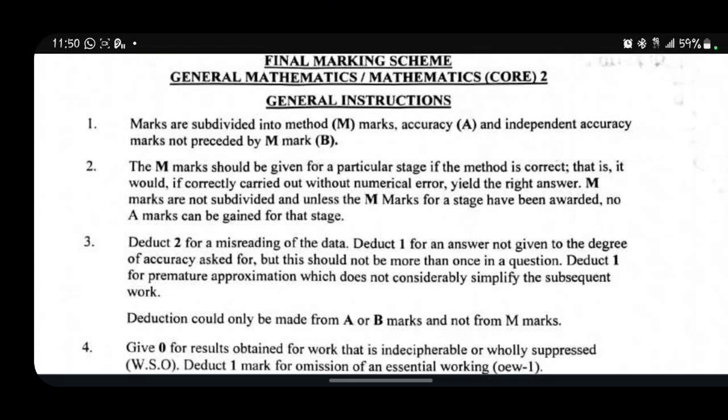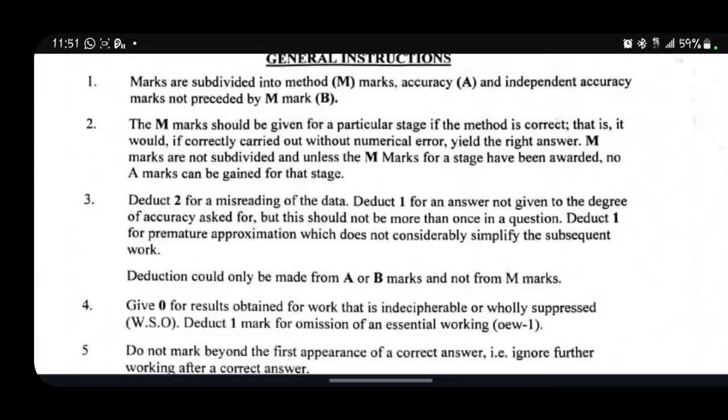So far it does not matter the method, but what matters here is, does the method arrive at the right answer? So any method you make use of in achieving your result, so far it is going to give you the end result, the right result, then that M mark will be given to you. So okay, let's go to number three.